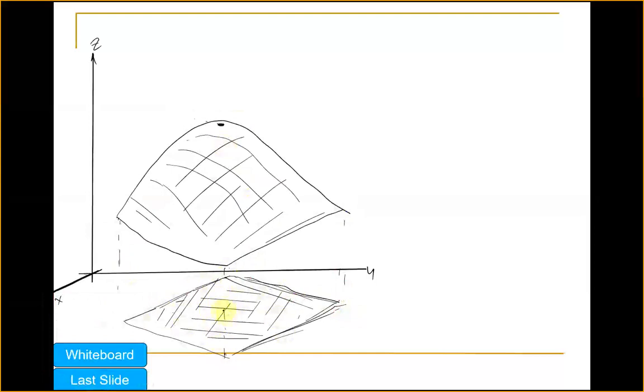And the maximum, let's say, might be here. That means for this x and this y, this is the maximum value of the function in this region. Alright, so that's what we mean by a multidimensional case.